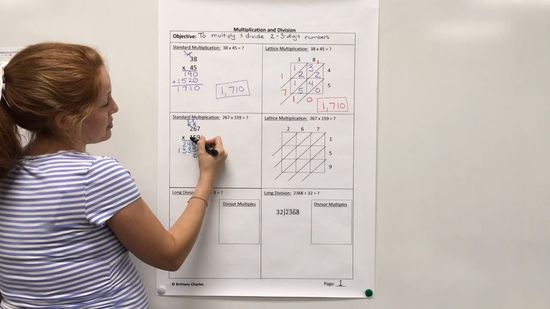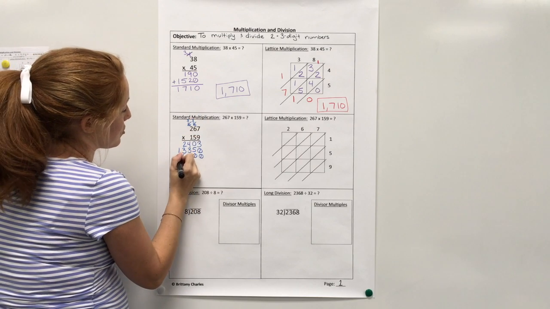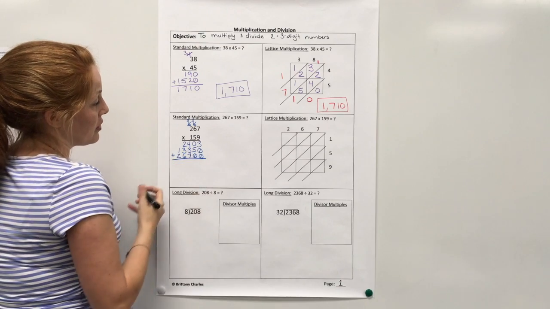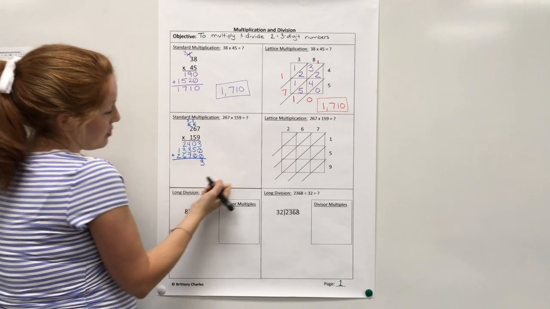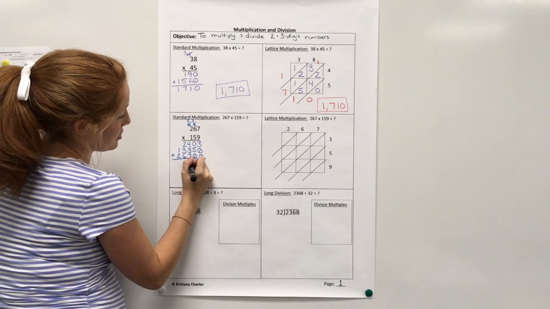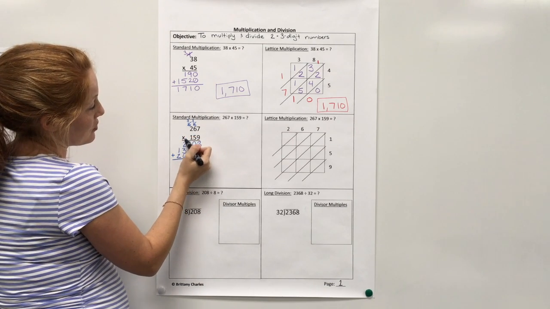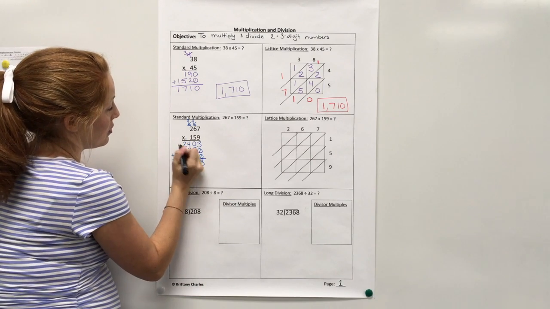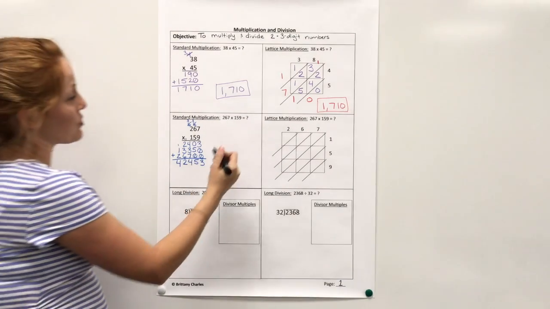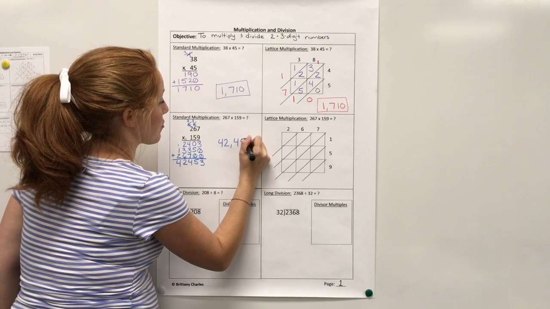All right, so last is the 1. 1 times 7 is 7. 1 times 6 is 6. 1 times 2 is 2. Now I add, make sure you lined up your digits very carefully. That would be 3, 5, 7 and 3 is 10, plus 4 is 14. Carry the 1. 6, 7, 8, 9, 10, 11, 12. And 2, 3, 4. All right, so my answer is 42,453.